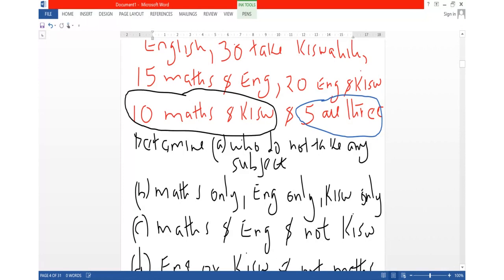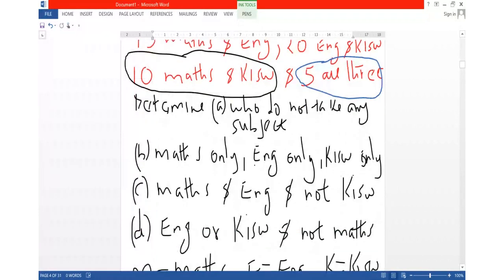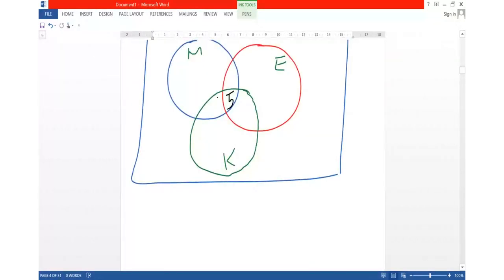The word "and" signifies what? Signifies intersection. So maths and Kiswahili, they are 10. Let's go back. We have here maths and Kiswahili, the sets are here. But when you come to the intersection, check this intersection here. Let me put it in yellow. Are you seeing this intersection here? Already that is the intersection of maths and Kiswahili.